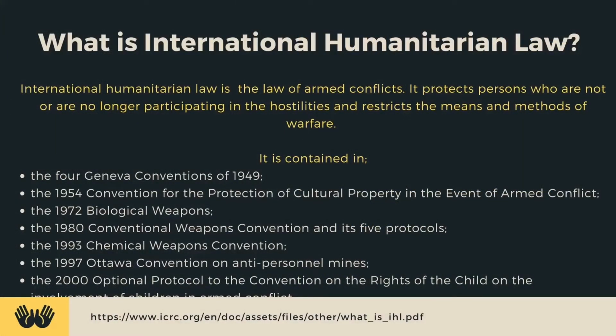So let's start. International humanitarian law is the law of armed conflicts. It protects people who are no longer or not participating in the hostilities. It also restricts the means and methods of warfare. It is contained in different conventions and treaties, such as the 4th Geneva Convention of 1949, the 1954 Convention for the Protection of Cultural Property, the 1972 Biological Weapons Convention, the 1993 Chemical Weapons Convention, and different additional protocols.